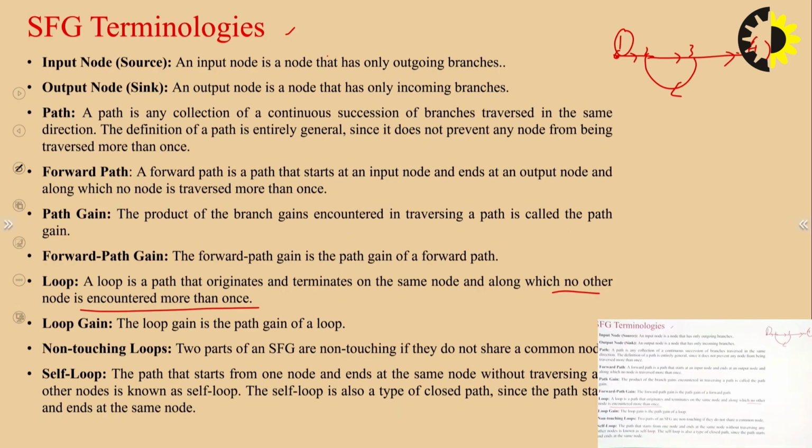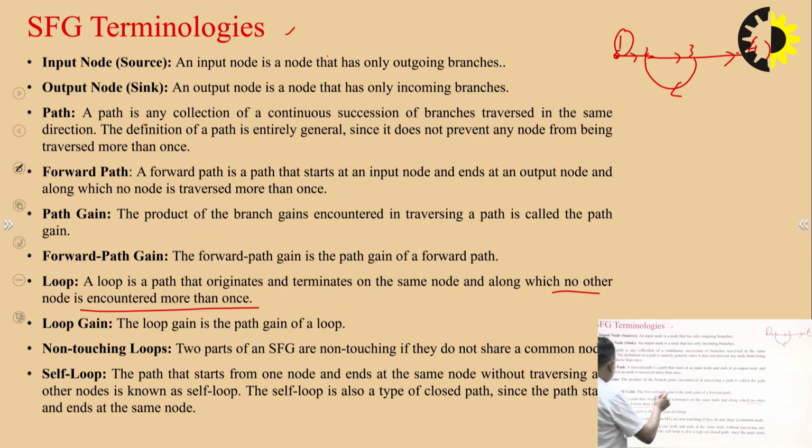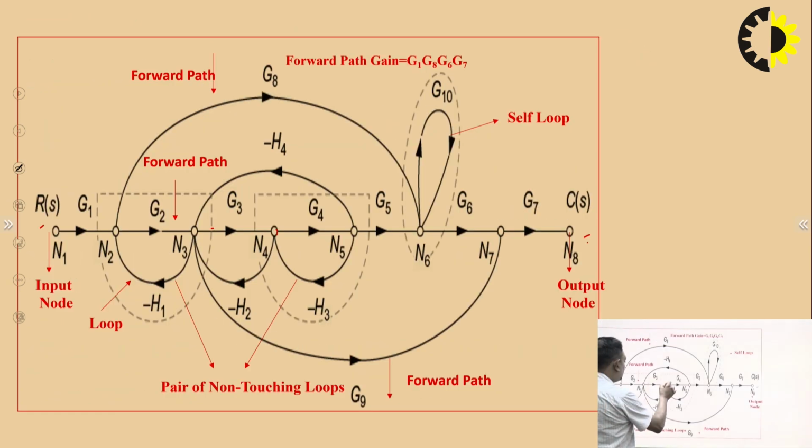Non-touching loops: two parts of an SFG are non-touching if they do not share a common node. So you can see here this is basically a loop, and this is also a loop. This is loop 1, this is loop 2, let's say. So this is the common node in between. So you can say these two loops are touching each other, so you cannot say these are two non-touching loops.